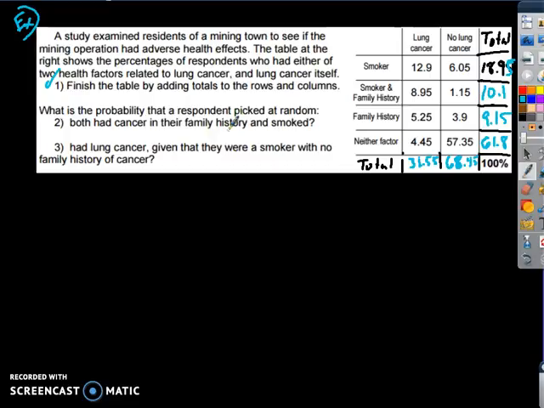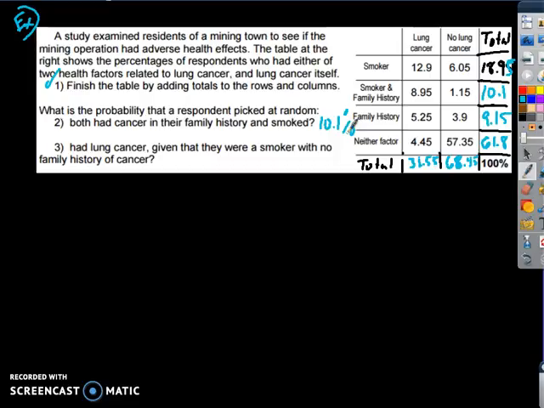So to answer this question, you want to randomly select someone that responded to the survey, and they both had cancer in their history and they smoke. There's a sum of both of those. So the answer there is 10.1%. This is 10.1% of all the people who responded to that survey who smoked and also had family history of having lung cancer.